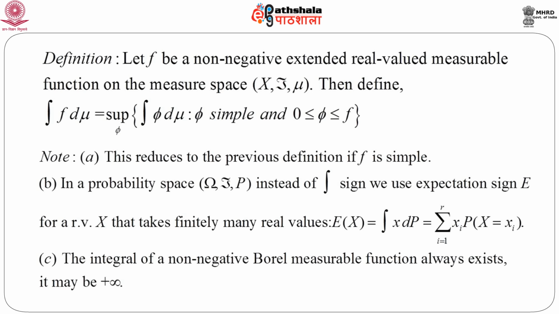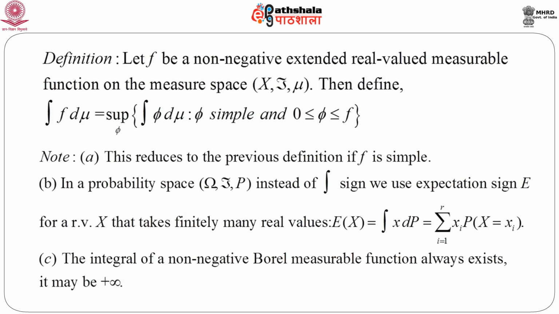And if we look carefully, instead of considering a general measure space, if we consider a probability space, then instead of the integral sign we usually use the expectation sign, that is E, and f in that case is a random variable, and mu is nothing but the probability measure. So, if a random variable X takes finitely many values, then expectation of X is nothing but integration of X dP, which reduces to summation i equals 1 to r x_i times probability that capital X equals small x_i.